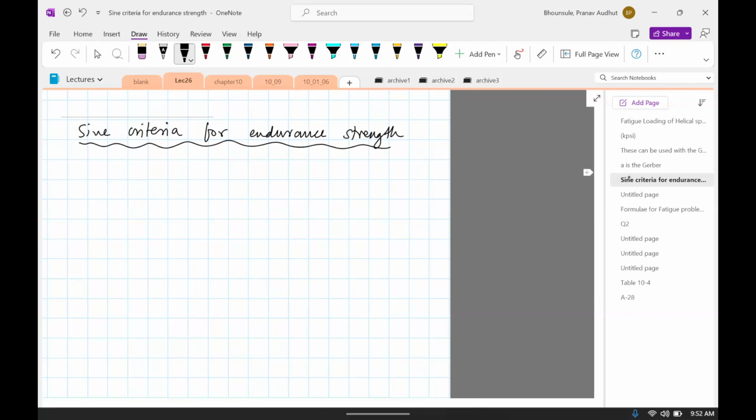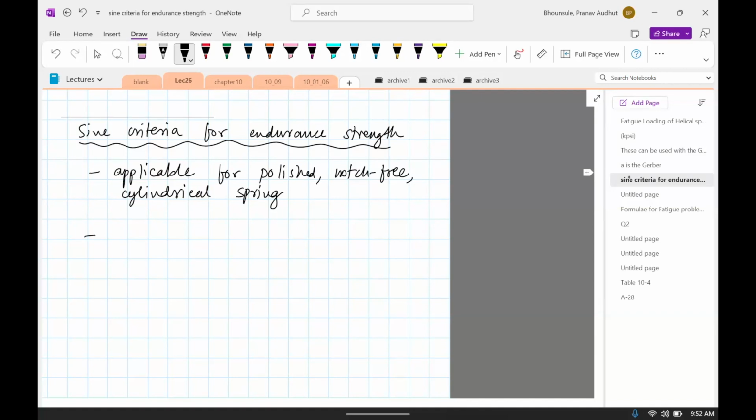Okay, now there are some conditions under which this applies. It only applies for a certain finish. So it's applicable for polished, notch-free, cylindrical springs. So the wires should be cylindrical, polished and notch-free.